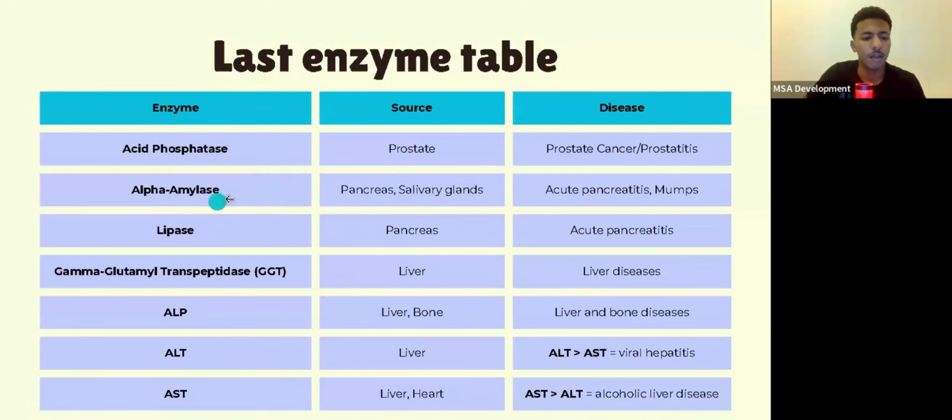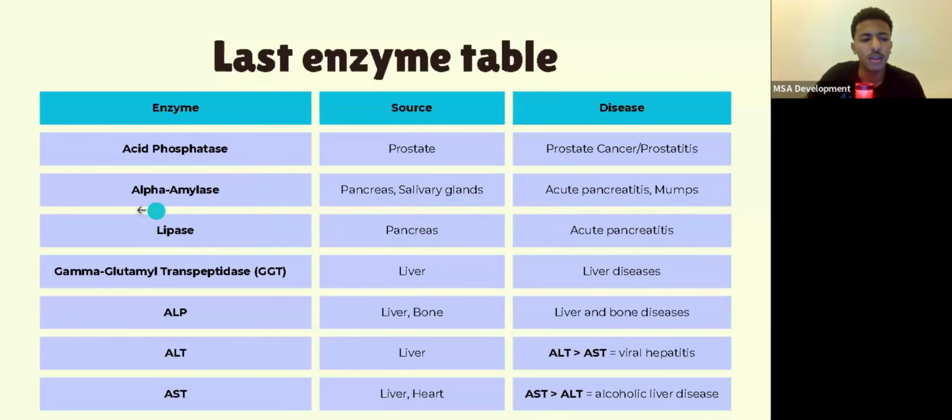And then you have alpha amylase, which is produced by the pancreas and the salivary glands, and therefore the diseases are going to be acute pancreatitis and mumps. Then you have lipase, which is only produced by the pancreas, and it's going to be increased in acute pancreatitis.